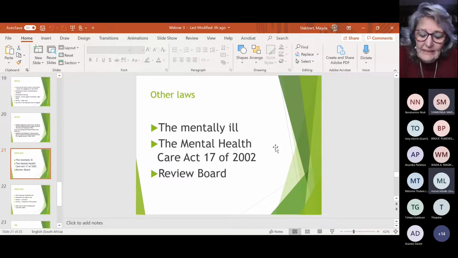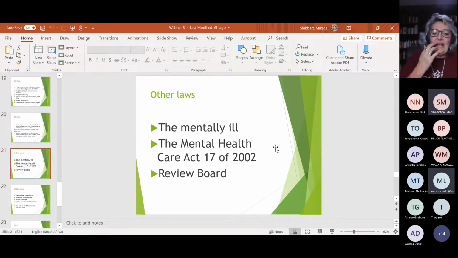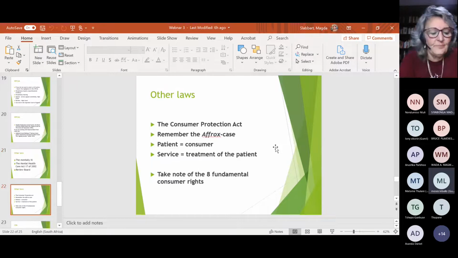The same with children, that you must go to the Children's Act. Mentally ill people, you have to go to the Mental Health Care Act and prepare your case then based on what these acts say, as they have specific determinations for the mentally ill.